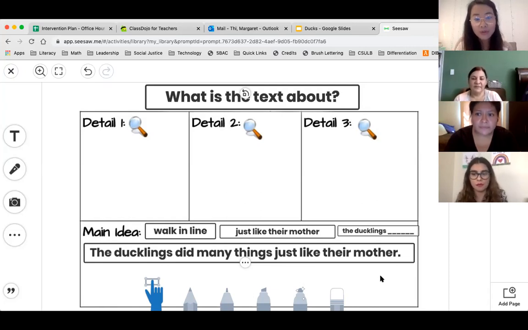So now it's your turn. We did the hard, heavy work of finding the main idea for you. Now you got to go prove, how did the text show that the ducklings did many things just like their mother? So I want you to go back in the text and reread the text, and I'll put the link in the Seesaw assignment. And I want you to write in complete sentences 3 details or 3 examples of how the ducklings did many things just like their mother. Okay, so we're looking forward to seeing your thinking and your ideas and how you're going to put them in very nice, complete sentences to prove that that is true.